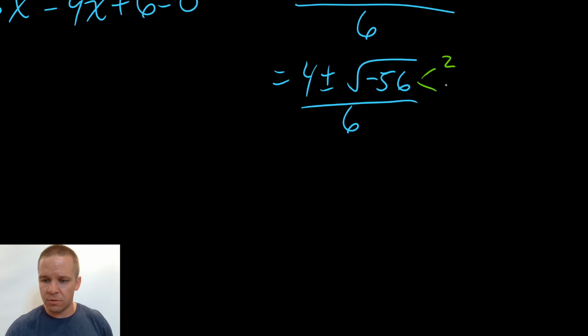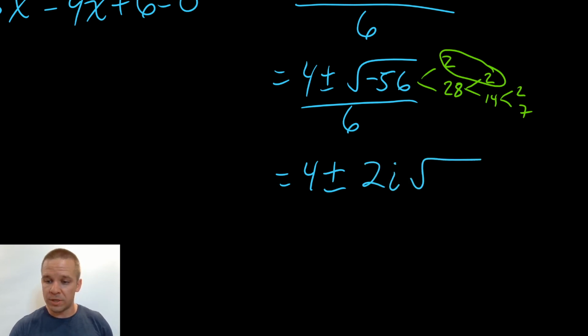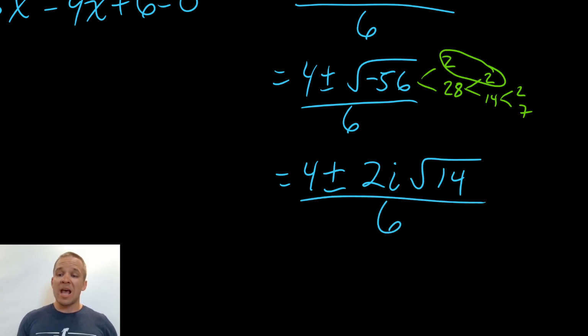I'm going to have 2, 28, 2, 14, 2, and 7. So you get one pair of 2's, and then I'm going to have the 2 times 7 left inside the radical. So we got 4 plus or minus, and then 2 comes out, 2i root 2 times 7, that is 14, all divided by 6.